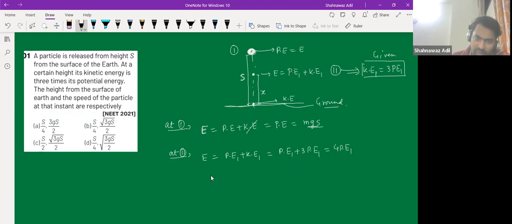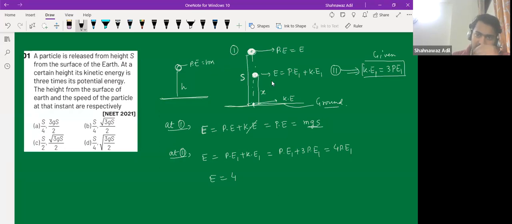And you tell me, what is potential energy at this point? Total energy minus kinetic energy. No, forget about that. So this is at a certain height, right? So the height is S minus x. Okay, let's say you have this ground and this is at a certain height h. So what is the potential energy at this point? mgh.